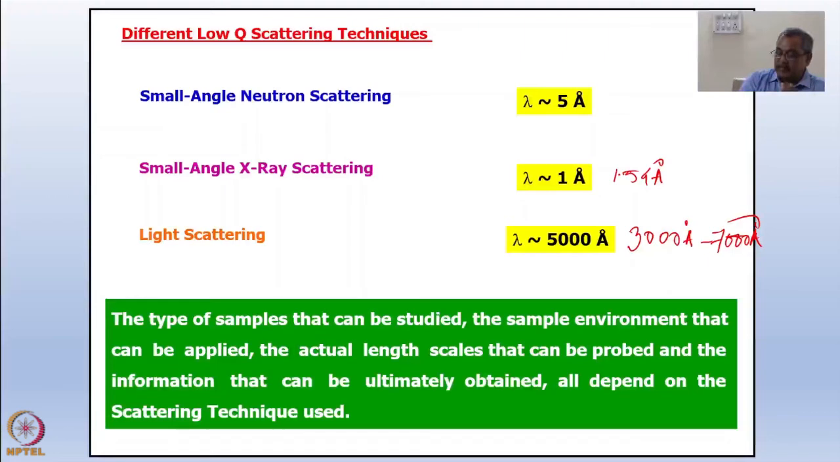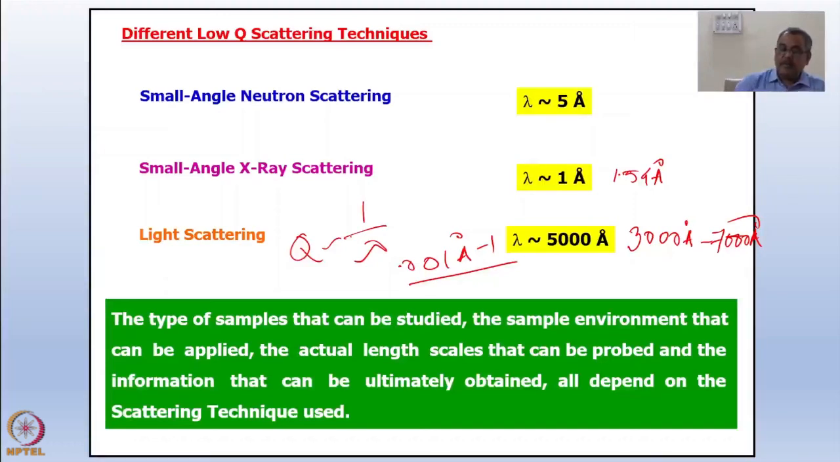Now, every technique has its pluses and minuses. For example, light scattering. Because lambda is very, very large, Q, which goes as 1 by lambda, is very, very small. Actually, 1000 angstrom will give me 0.001 angstrom inverse, a typical number. This is a plus point in the case of light. Smaller the Q, larger the object that I am studying. Larger the Q, smaller the length scale that I am probing. So I can see very large objects, but the most important thing is that light demands transparency. You can't do light scattering unless your medium is transparent.